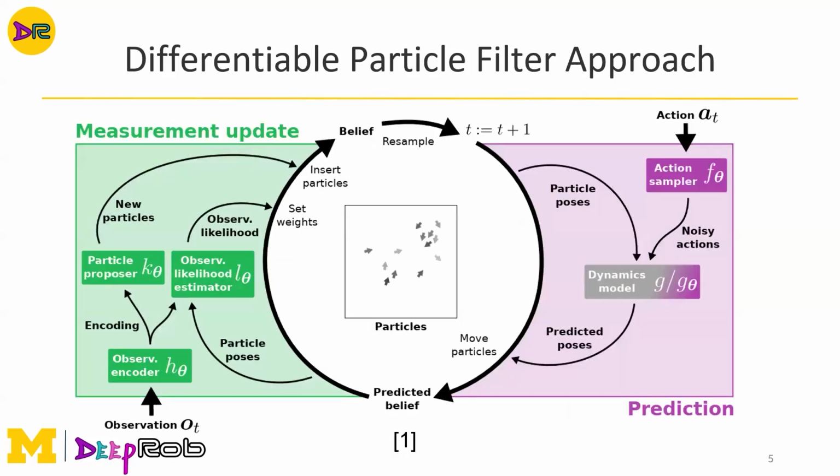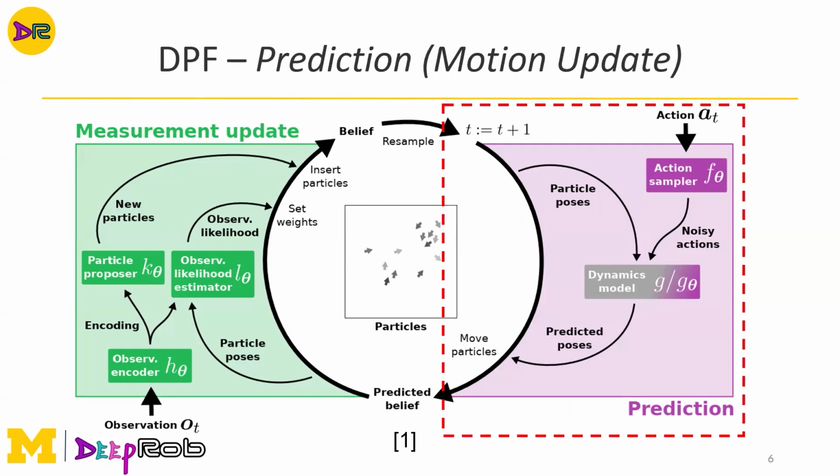So this diagram is basically a high-level representation of how the differentiable filter functions. We have a prediction step that takes an action and processes that action with the action sampler, which is learned to produce noisy actions. These noisy actions are then passed into the learned or deterministic dynamics model, which propagates the particle poses according to the noisy actions produced by the action sampler.